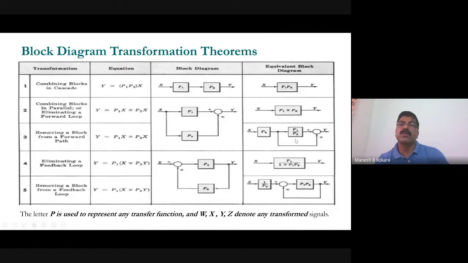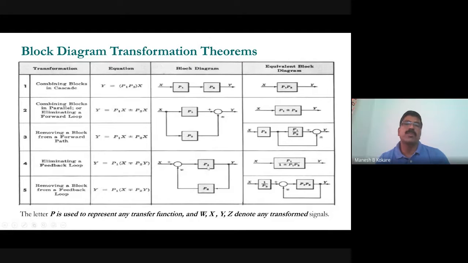Another way you can also do is x into p2, and then you can have this unity, this one parallel system, so p1 by p2. So this is the same also, right? Okay. Now eliminating the feedback loop.